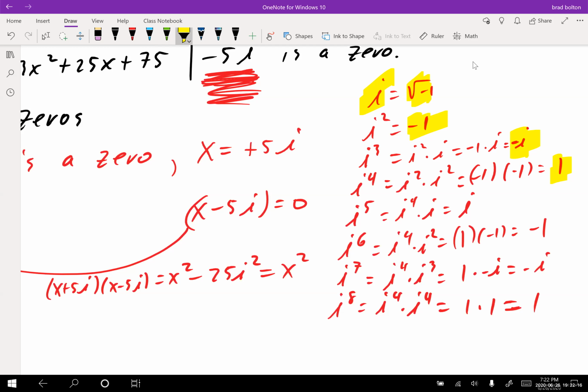So in this case, we have i squared. So then i squared just becomes x squared minus 25 times negative 1, which is x squared plus 25.